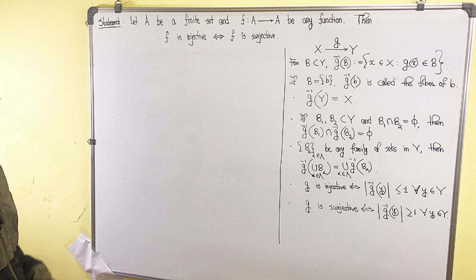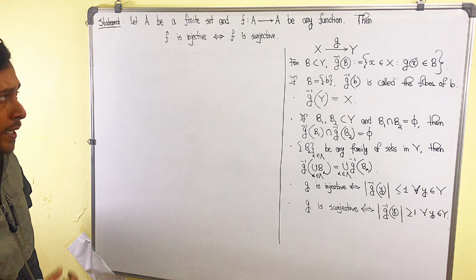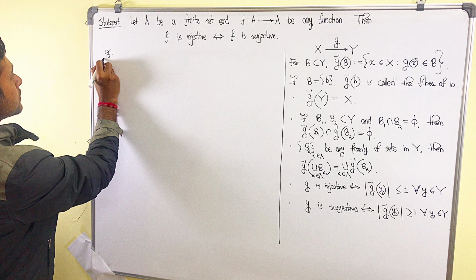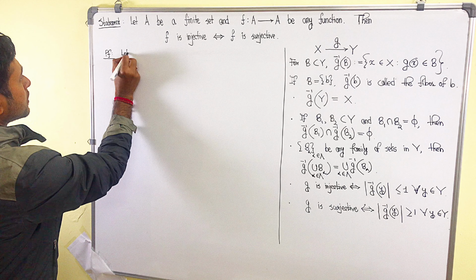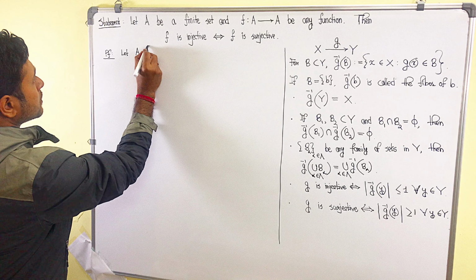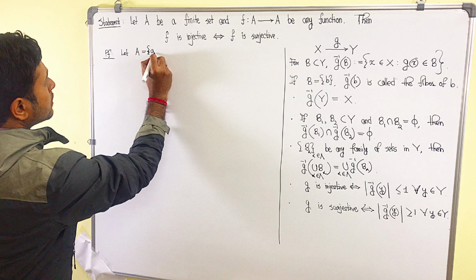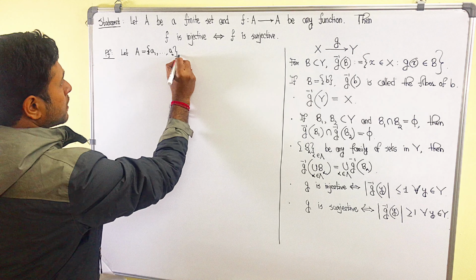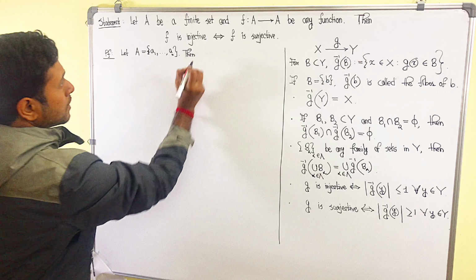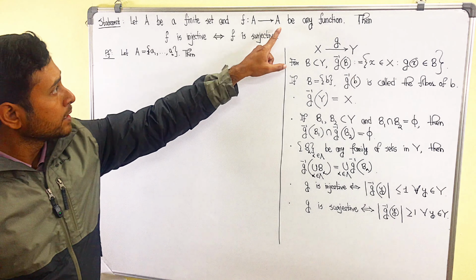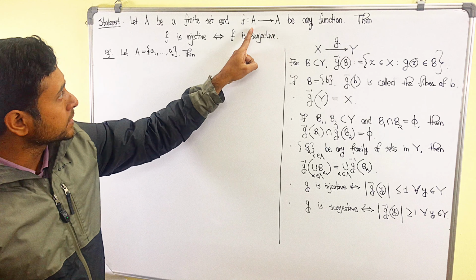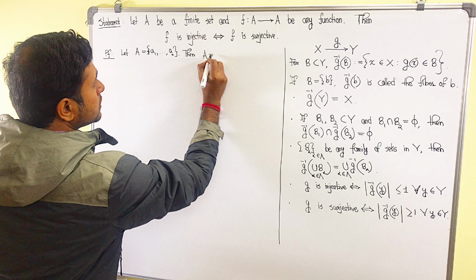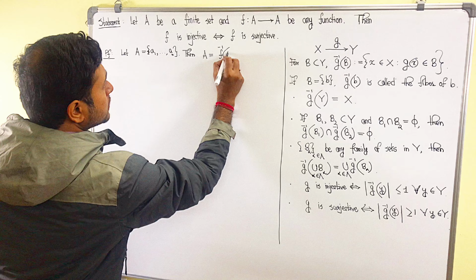Okay, so let's try to prove it. Given that A is a finite set, let's give some names to the elements. So let A equal {a1, ..., an}, suppose A has n elements. The codomain set for this function f is A, so the inverse image of this entire set is this set. So here A equals f inverse of A.